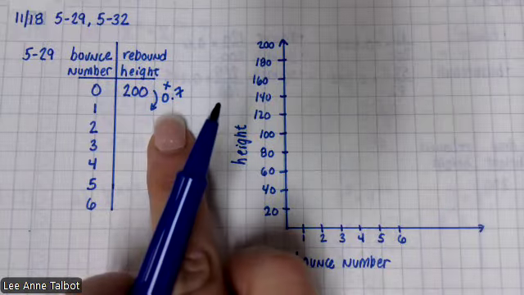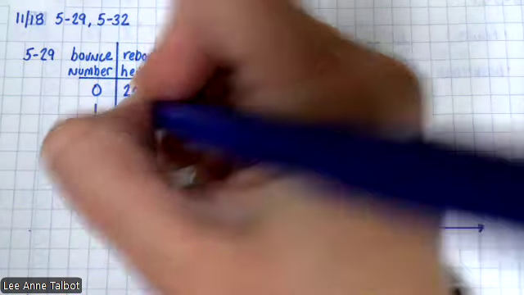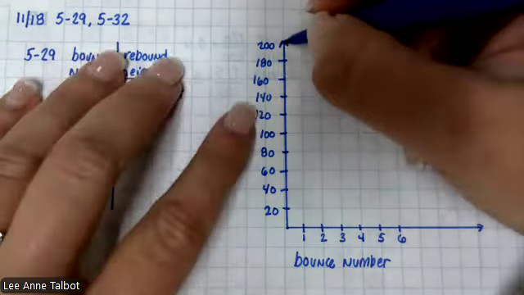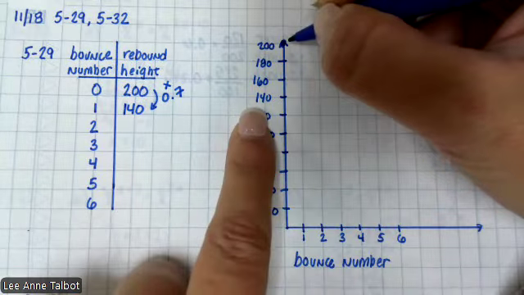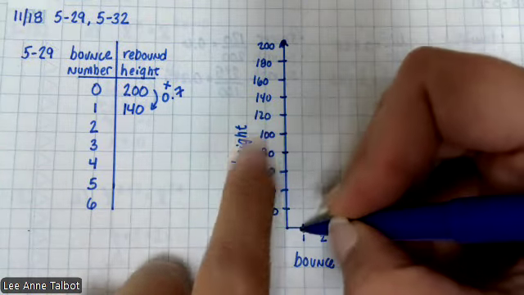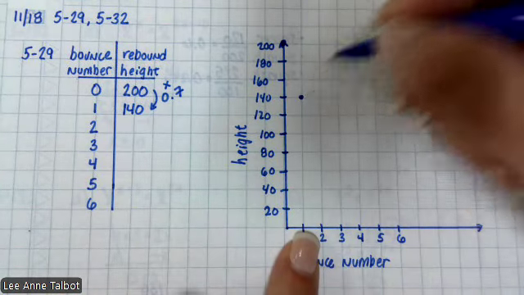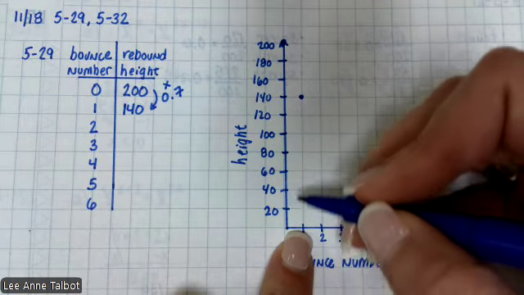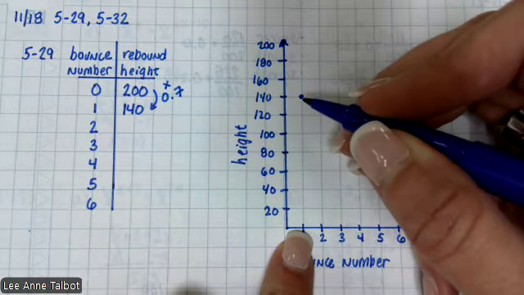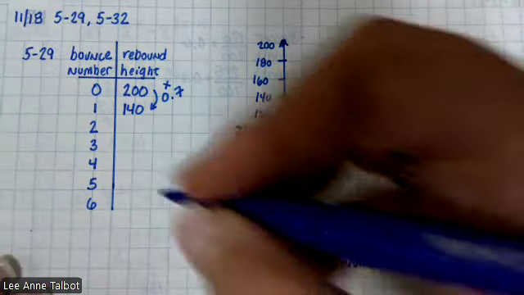Well, what's 2 times 7? 14. So 140. Okay. So if I dropped it from 200, so put a dot up here, I'm dropping it from 200. And after bounce 1, it would come back up to 140. So I want you to picture the ball. It dropped, came back to 140. Does this make sense? Okay.